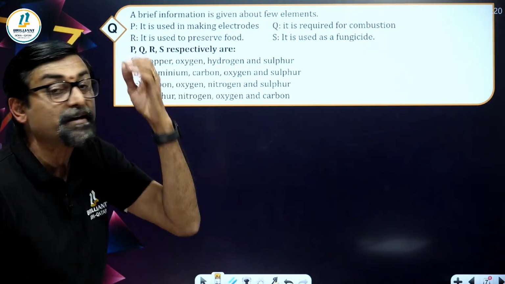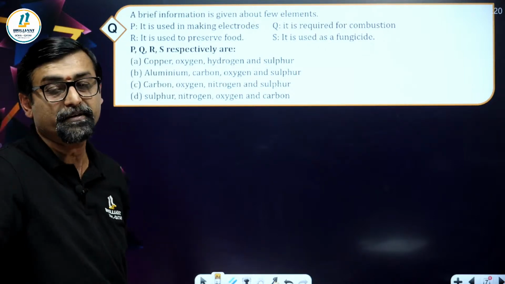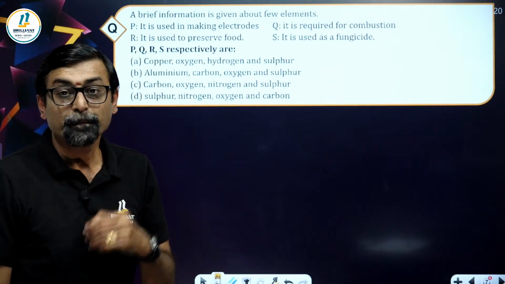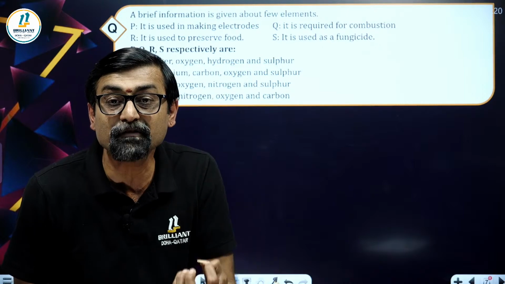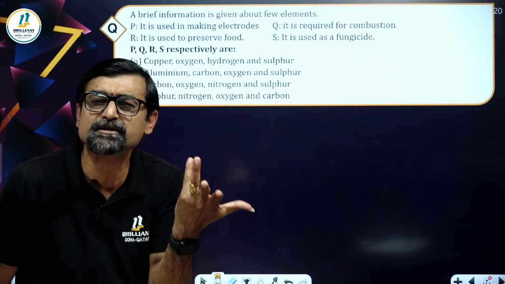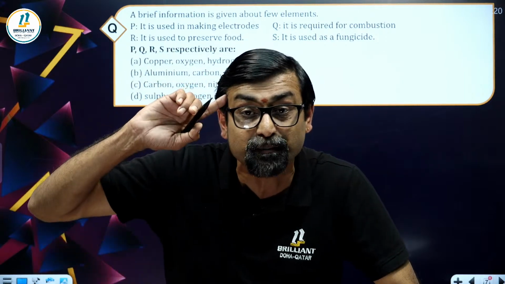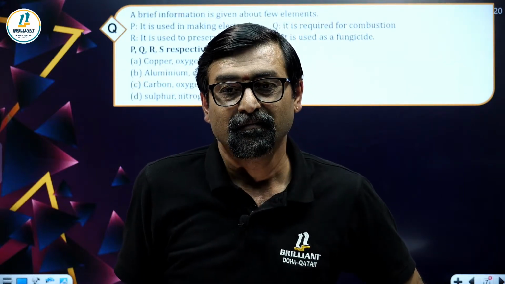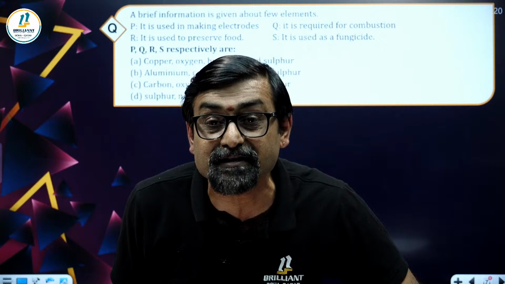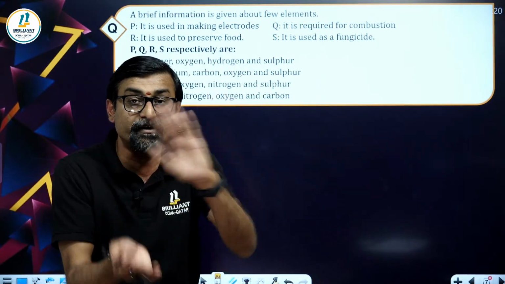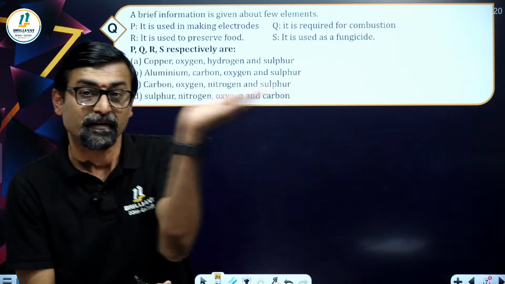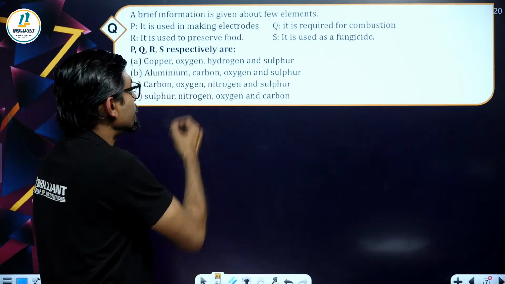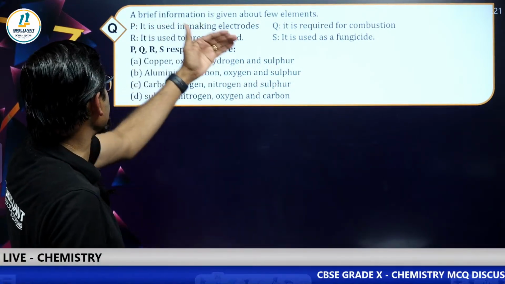Second one, it is required for combustion. Third one, used to preserve food. Preserve food means, I will give a hint here, which element is preserving food for us? Immediately our thought must go towards the topic of rancidity. Rancidity, page number 13, NCERT textbook, rancidity and corrosion. There you will get it, after redox reactions. Redox reactions are on page number 12, and on the other side, on the right side of the textbook, you can see rancidity and corrosion. Preserving food. Fourth one is fungicide. So which is the right option here?